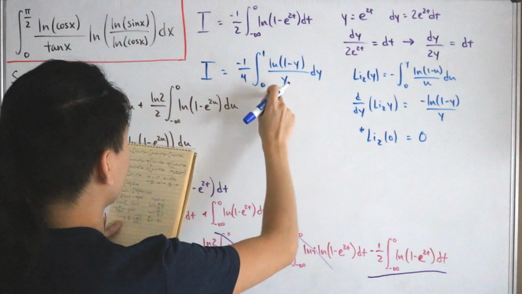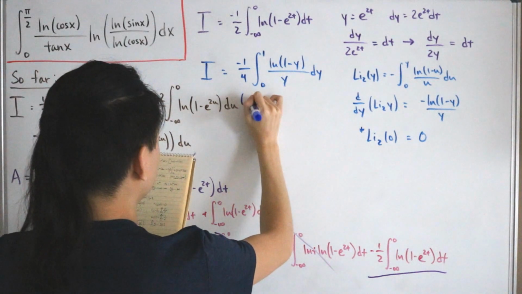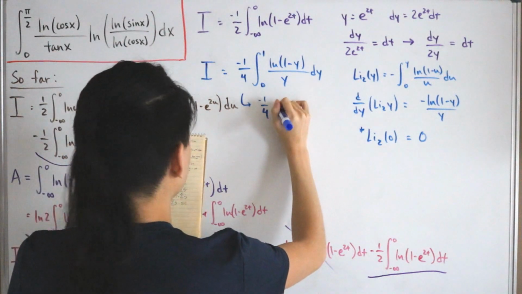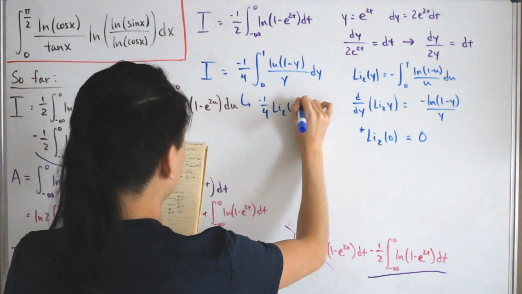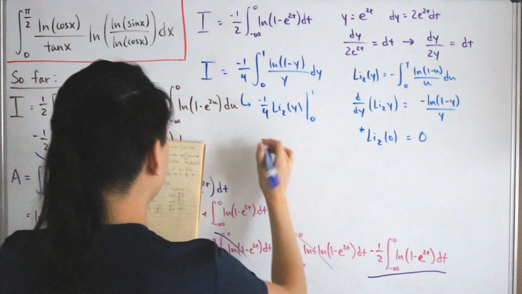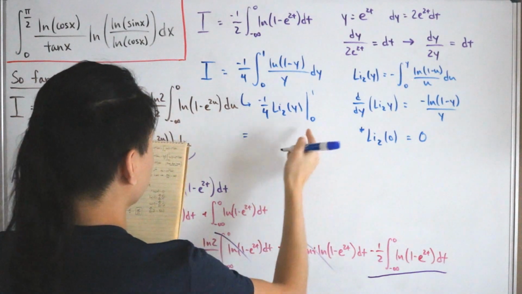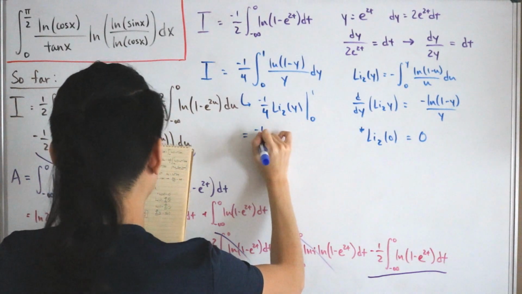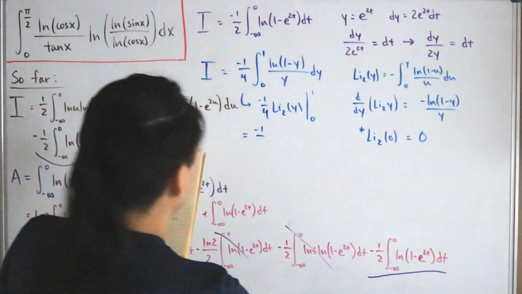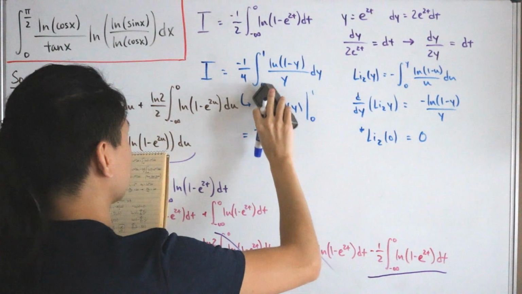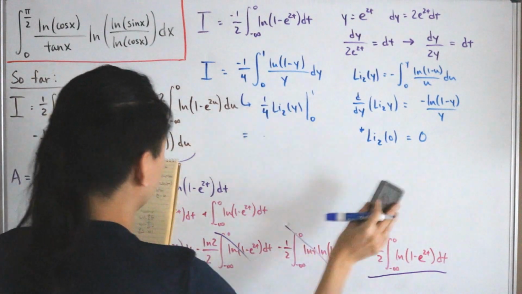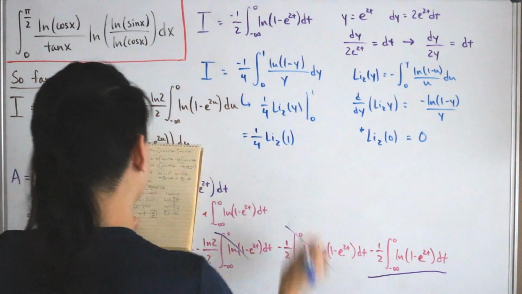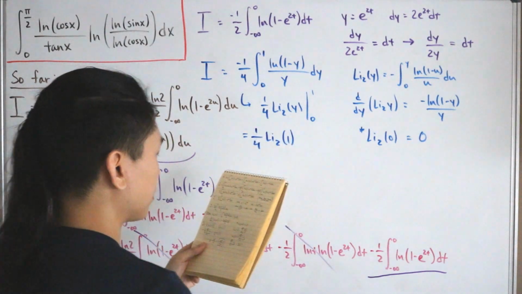Because if I were to apply this, this is going to be the same thing as negative 1 over 4, and then applying this, the dilogarithm of y evaluated from 1 to 0. So far that leaves us with, since the dilogarithm of 0 is equal to 0, negative 1 divided by 4, or actually, because the negatives cancel out, strictly positive 1 over 4 times the dilogarithm evaluated at 1. Okay, so how can we simplify that even further?